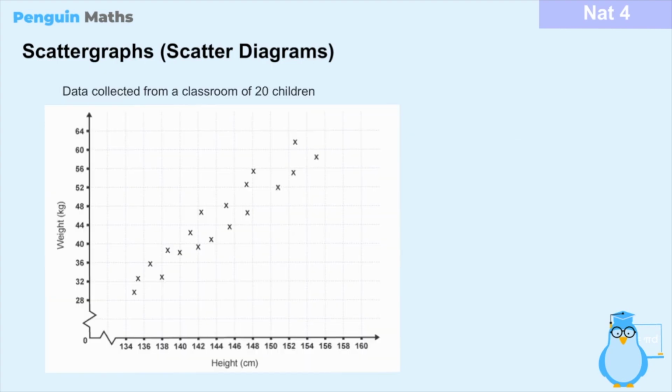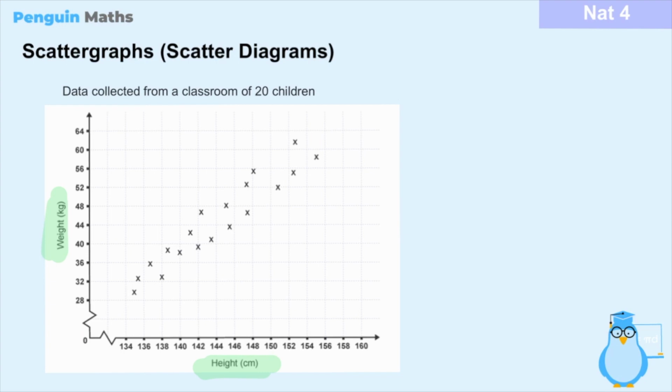This is an example of a scatter diagram collected from the BBC Bitesize website, and it consists of data collected from a classroom of 20 children. When we refer to data, that just means information that we've collected and can process, and each one of these points represents one piece of the data that we've collected. In other words, we have data collected from 20 children, and here we have 20 points, with each point representing the data for one child. In this scatter diagram, the variables we have are height on the x-axis and weight on the y-axis.